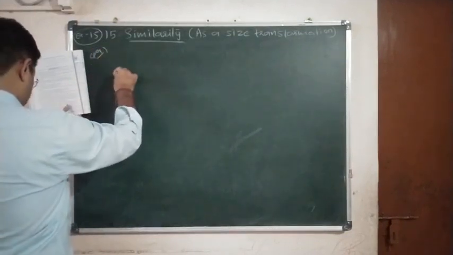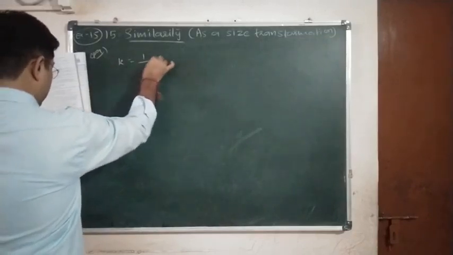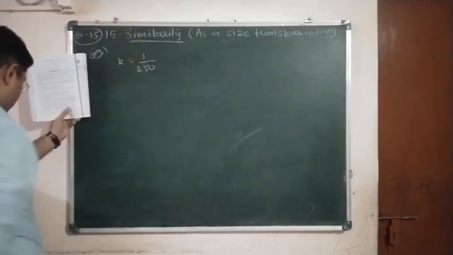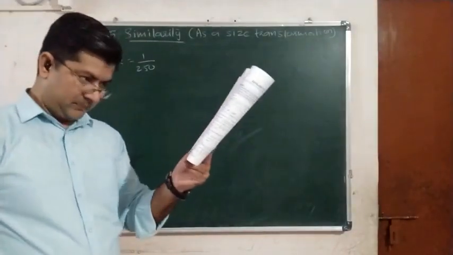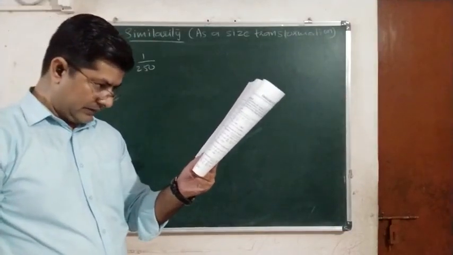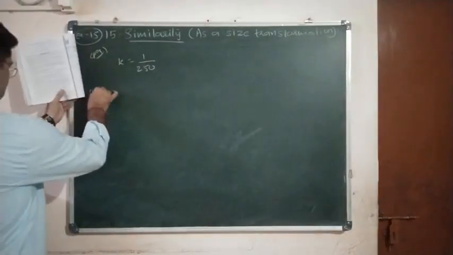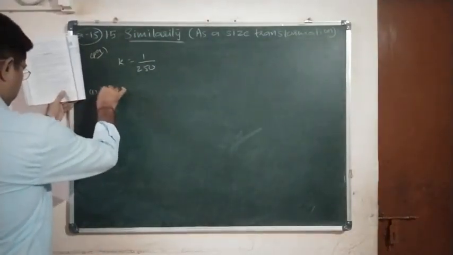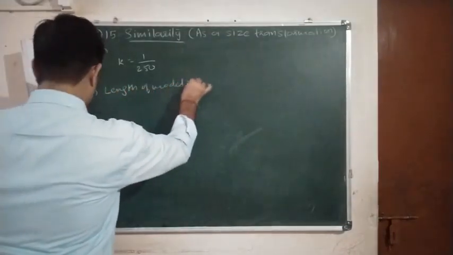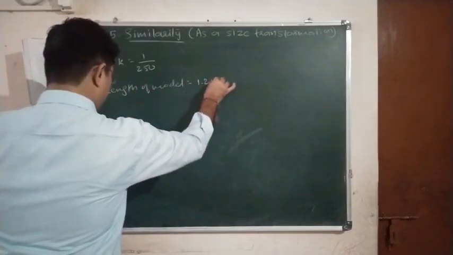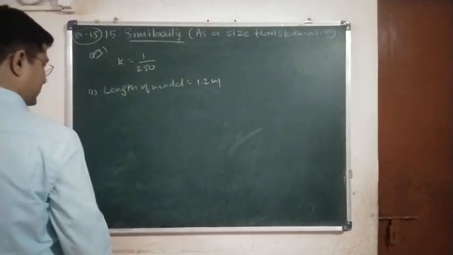Okay, a model of a ship is made to a scale 1:250. Scale is given, so 1/250 is the scale factor k. Number 1, find the length of the ship if the length of its model is 1.2 meters. We have to find the length of the ship. Yes or no? So let us find out directly.